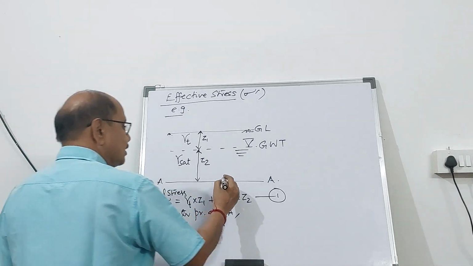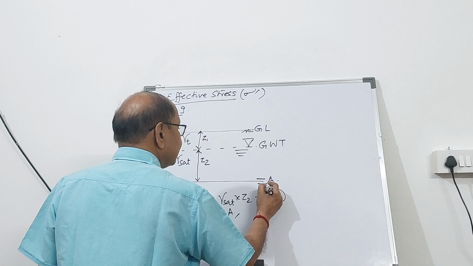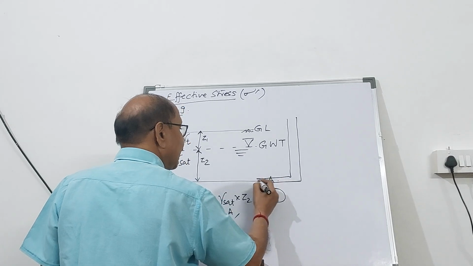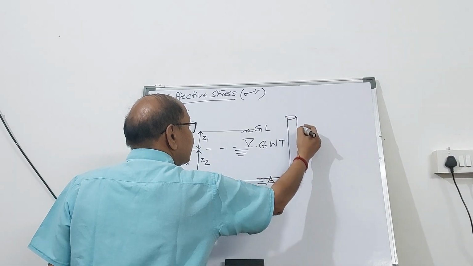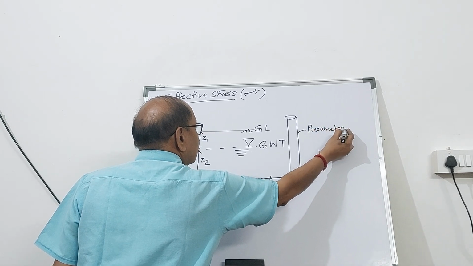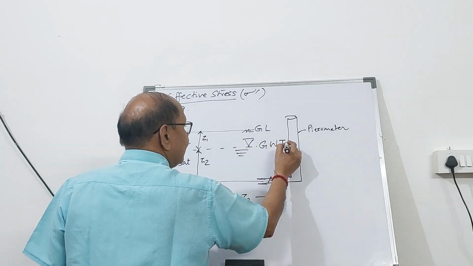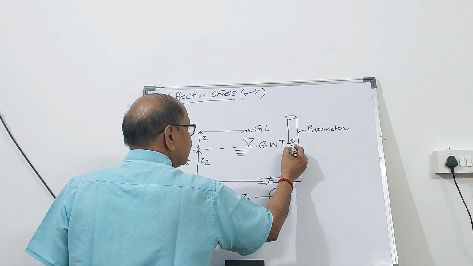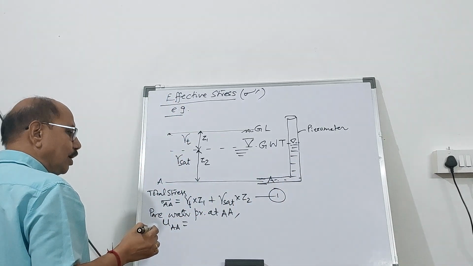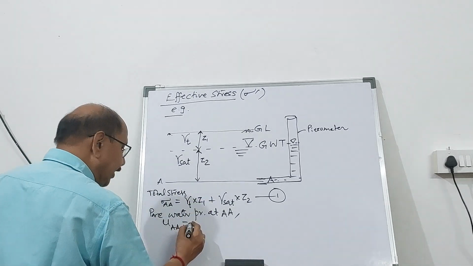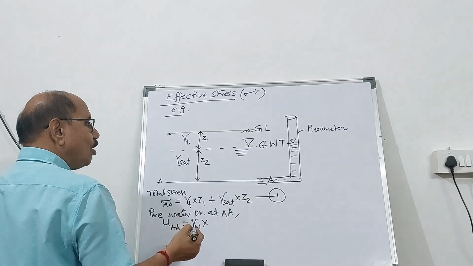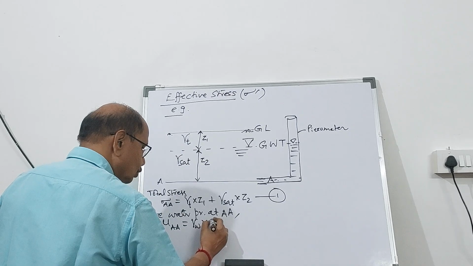Now, if I insert a piezometric tube over here, so you have a standpipe that you have inserted at A. So in this piezometer, the water will rise up to this level, up to ground level, isn't it? Therefore, the pore water pressure is unit weight of water, gamma W, into height of water column, and water column is Z2.